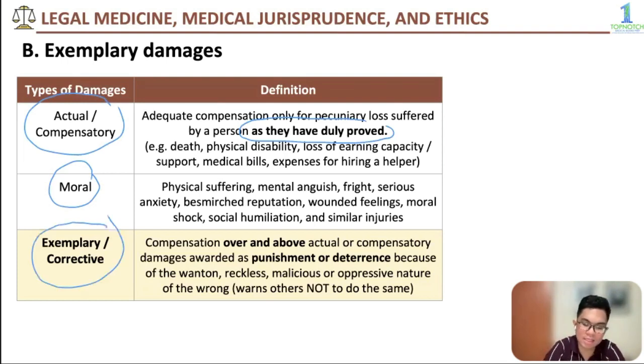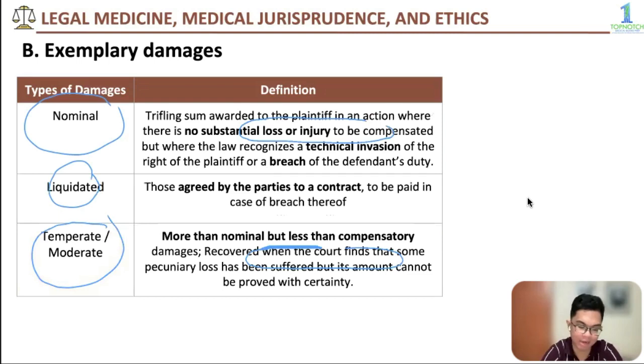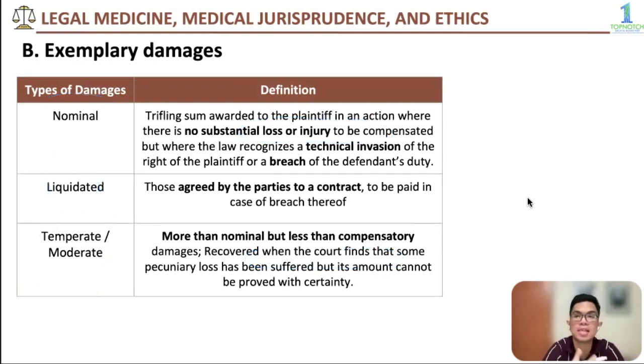So exemplary or corrective, this is over and above the actual damages kasi it's punishment or deterrence for others. So para hindi na gawin ng iba, ito kasi yung ibabayaran mo. So malaking halaga. Okay? So it sets an example, exemplary. So nominal are just trifling damages. So there was a wrong done by the defendant, but it's not substantial to the plaintiff. Okay? Pero the law acknowledges na may mali, kaya bibigyan pa rin ng damages. Alright? Liquidated, pag may kontrata. Pag na-breach, dun ka magbabayad. And then temperate or moderate is between nominal but less than actual damages. Okay? So it's like in between.